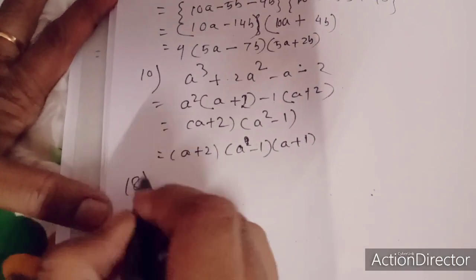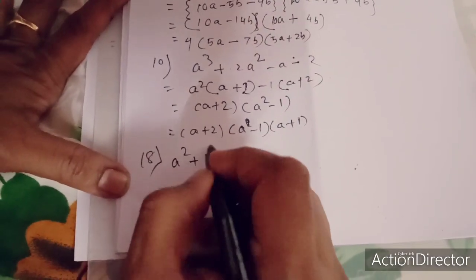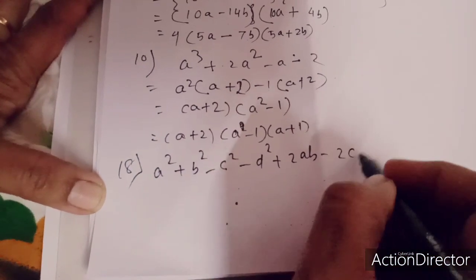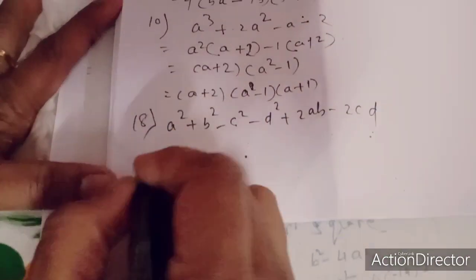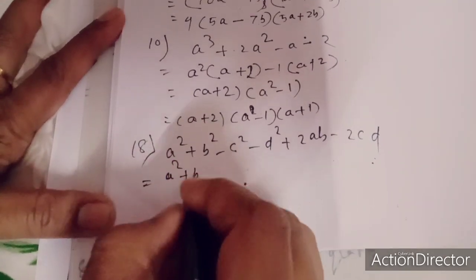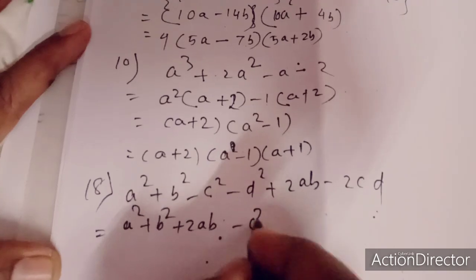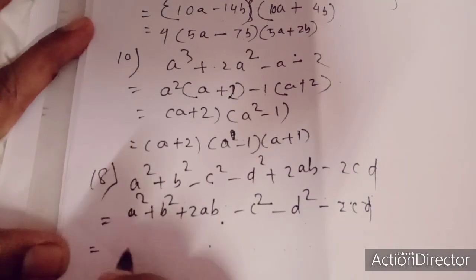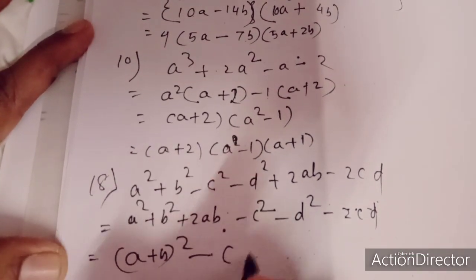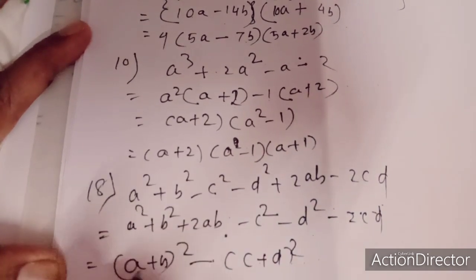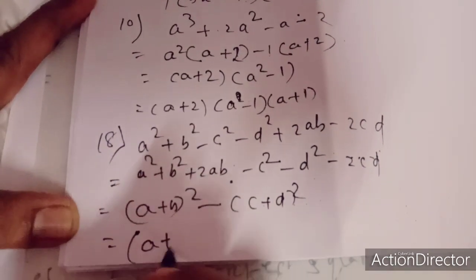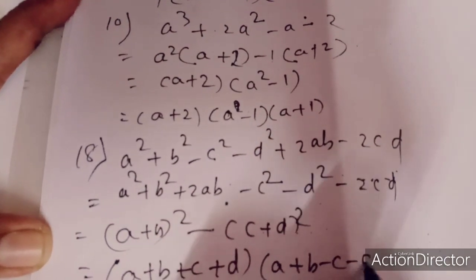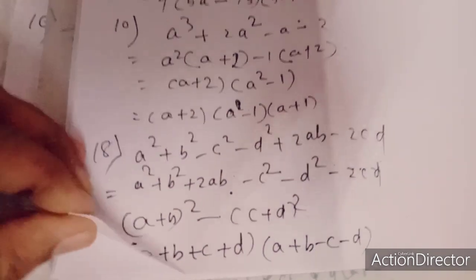Then number 18: a square plus b square minus c square minus d square plus 2ab minus 2cd. Here again you have to do the grouping. A square plus b square plus 2ab minus c square minus d square minus 2cd. This is a plus b whole square minus c plus d whole square. Now you got two perfect squares. So a plus b plus c plus d, this is one factor. Then a plus b minus c minus d, this is the second factor. I think you are understanding.